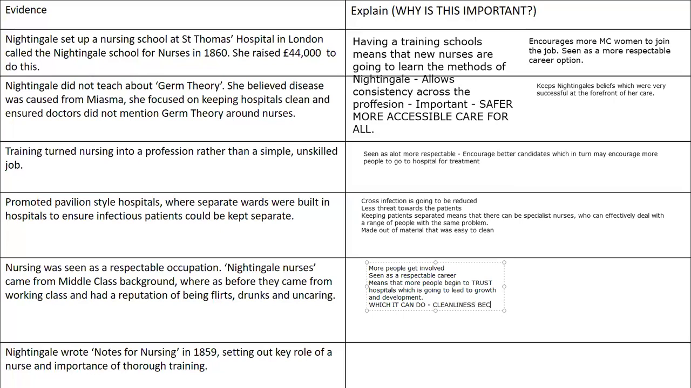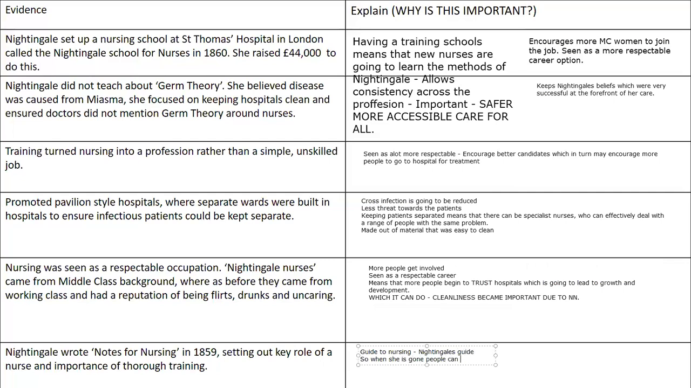Cleanliness became important due to Nightingale nurses. And because of this, in the long run, there's going to be fewer deaths, hopefully, due to infection. Nightingale wrote Notes for Nursing in 1859, setting out the key role of a nurse and the importance of thorough training. This is basically the guide to nursing, Nightingale's guide. So when she is gone, people can pass down the skills that she taught to make an effective and successful nurse.